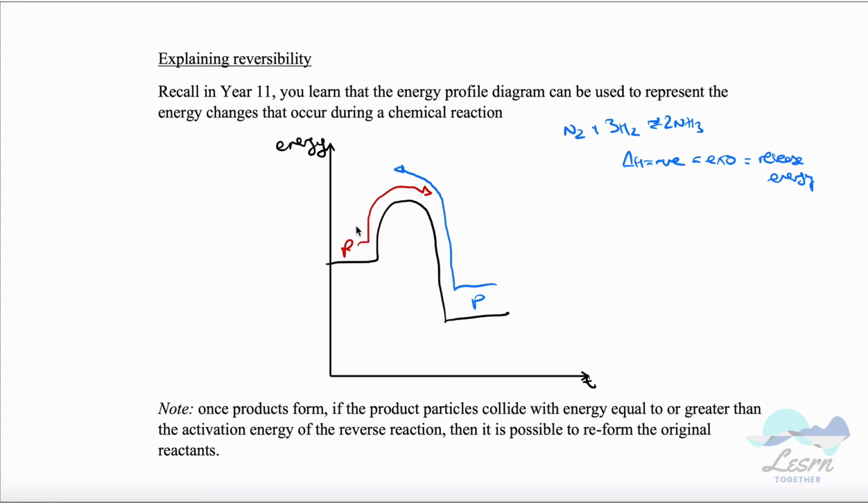Okay, so that's how we link something that we've talked about in year 11 to a new concept that we've just talked about, which is reversible reactions, and how we can show this on an energy profile diagram. Okay, right, so just to clarify, on our reactants here, we're talking about hydrogen and nitrogen. And on our product side, we're talking about the ammonia, okay? These are things that are colliding together to form ammonia, and the ammonia breaking down to form hydrogen and nitrogen, okay?